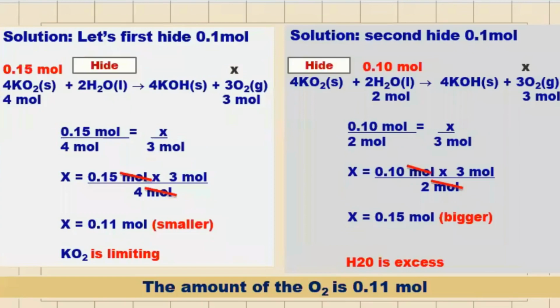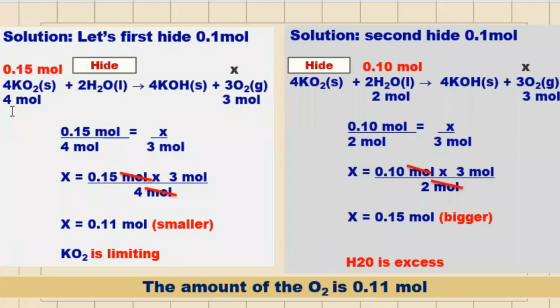We are using the second method, which is the product approach method, or the hiding method. Let's first hide the given mole, 0.10 mole of H2O. Hide it, then calculate the amount of the product by using the given amount of KO2, 0.15 mole, and find X.